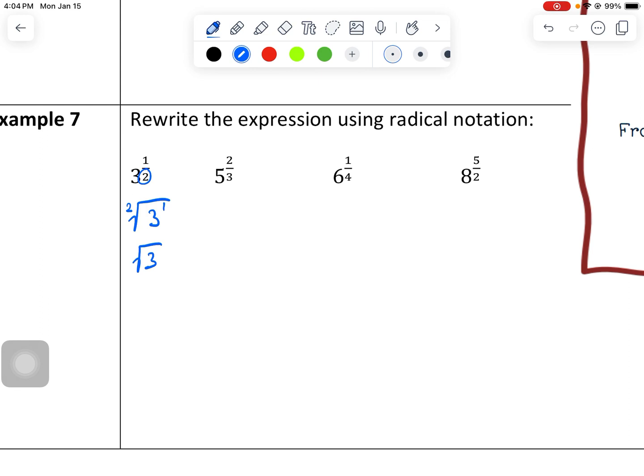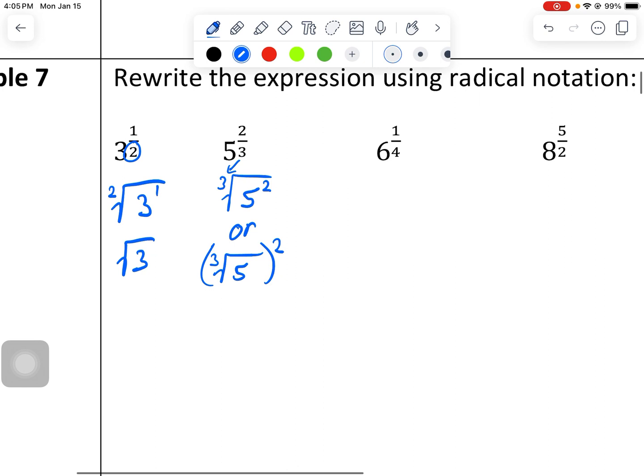Then we got 5 to the 2/3. So we could write that as the cube root, because that's what's going here, of 5 squared if you want to write it like that. Or you could write it as the cube root of 5, and then you could put it in parentheses like we saw up above. Knowing this idea is also important too.